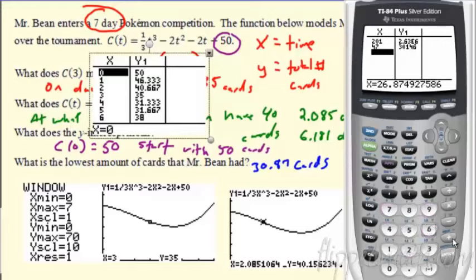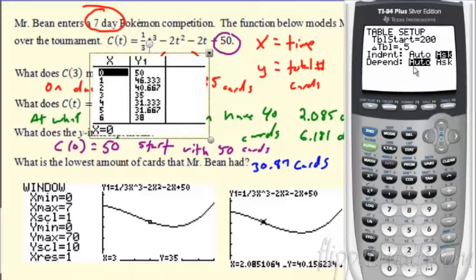I want to know the 26.874927586 day. Maybe you want to know that. Hit enter, there it is. I can get it down to any part of the day you want, to exactly how many cards Mr. Bean has. Isn't that sweet? I love it. You can even do negatives if you want, not that it makes sense in this problem. He owes a lot of cards right there. Pretty sweet.